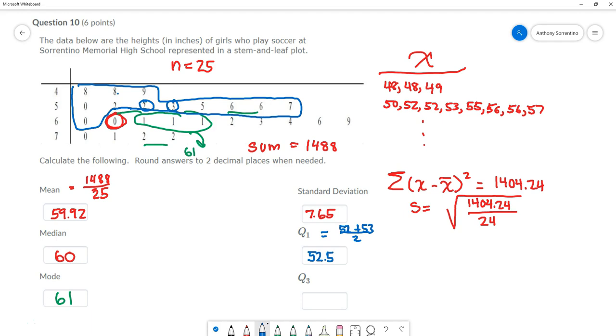On the same token, Q3, let's see if I can find another color here. We'll go with orange. Q3 would be coming from the numbers in this region, these 12 numbers. It should be the halfway point of that, so it should be the 6th and 7th terms in that group. So 1, 2, 3, 4, 5, 6, 7. So Q3 should be 64 plus 66 over 2, which would come out to be 65. And that's how you come up with these values.